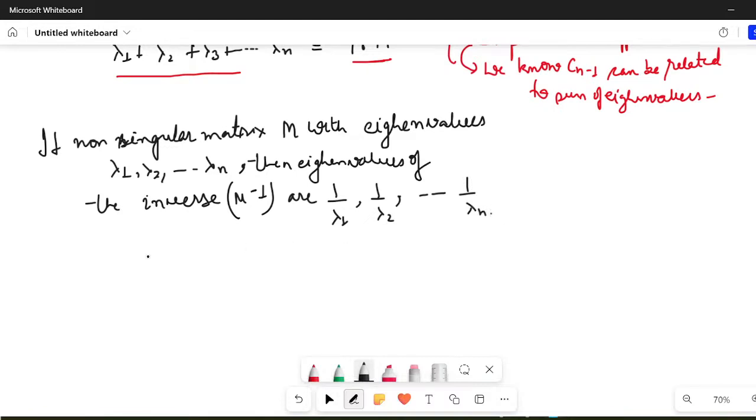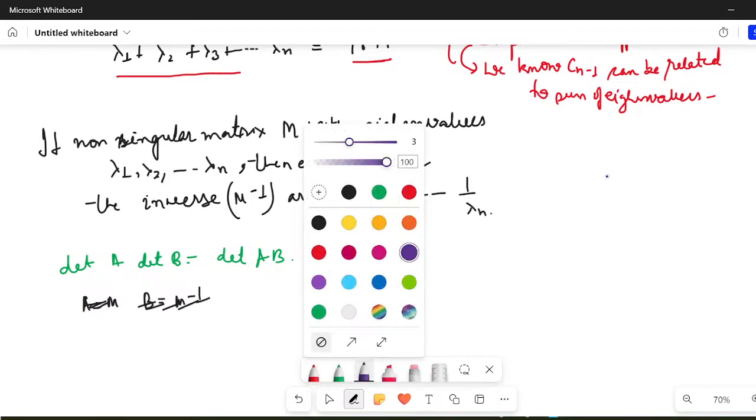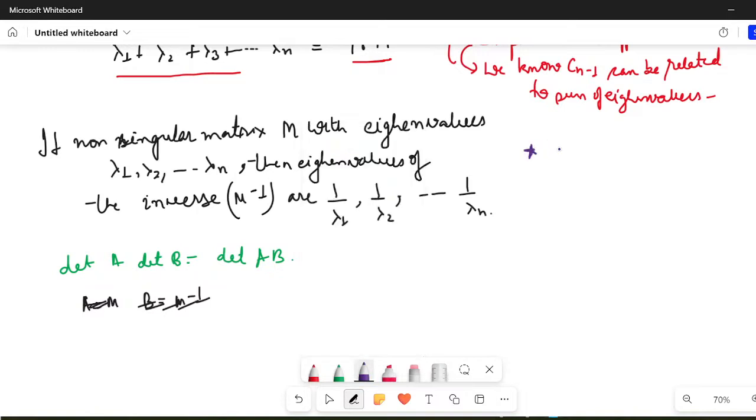In this, we just use one fact, that the determinant of A into the determinant of B is equal to the determinant of AB. So this is a result that you can use, and then it is quite easy to see that, let us say instead of A I'm writing M, and instead of B I'm writing M inverse. There is another way I can do this. I'm just giving you a hint.